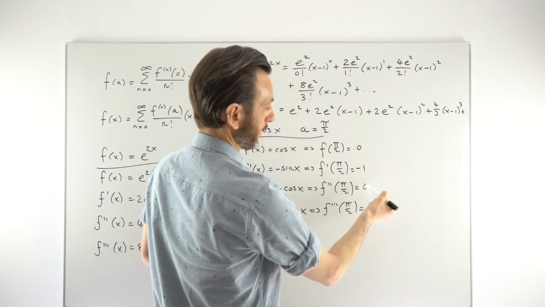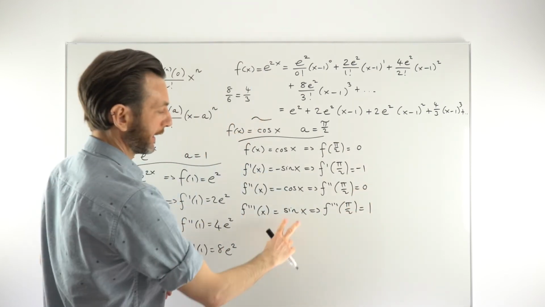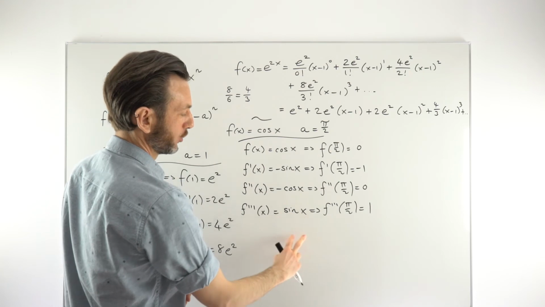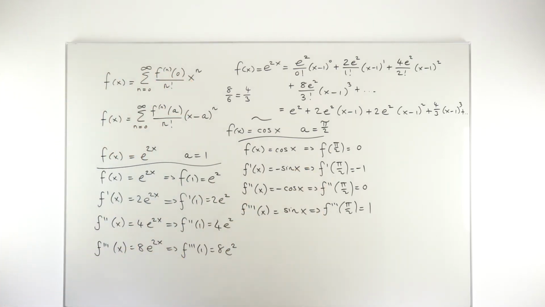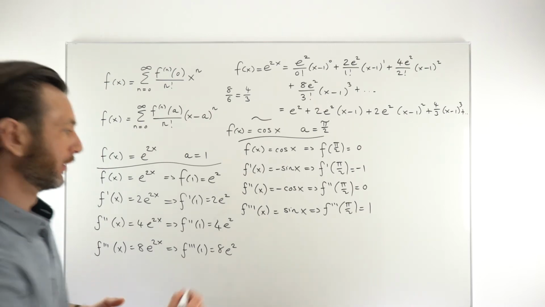So picking up that 0 every second time, and that would happen again because when you differentiate sine, you go back to cosine. Cosine of pi by 2 is 0 again, and it just goes in that pattern. So quite a neat little expansion, that.